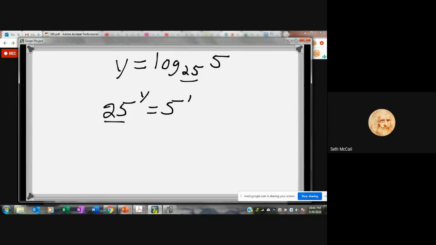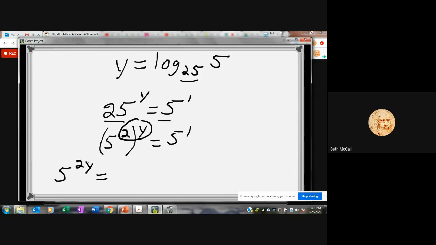Now, the 25 and the 5 are not matching, so we need to make that happen. 25 is actually 5 squared, and then we still have 5 to the first power right there. Now you can see how I rewrote 25 as 5 squared. Now we have a power to a power. Anytime you have a power to a power, you simply multiply. So you get 5 to the 2y is equal to 5 to the first. And now that we have the bases matching, we can set 2y equal to 1, and we divide both sides by 2, y equals 1/2.